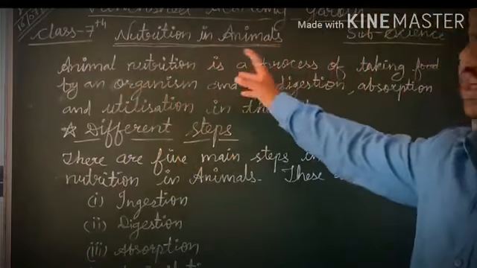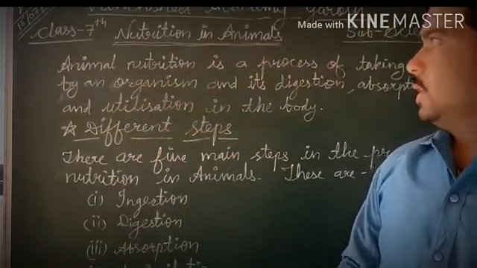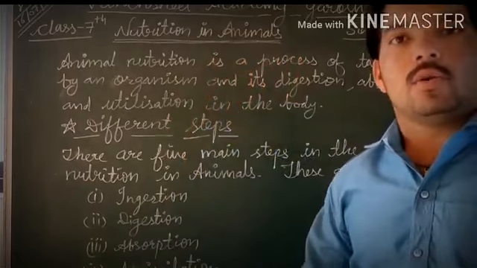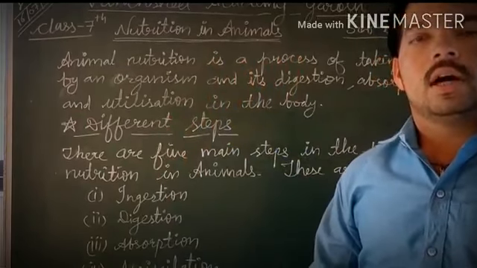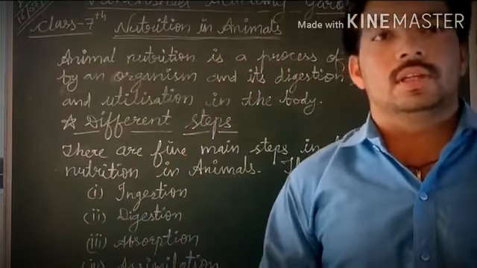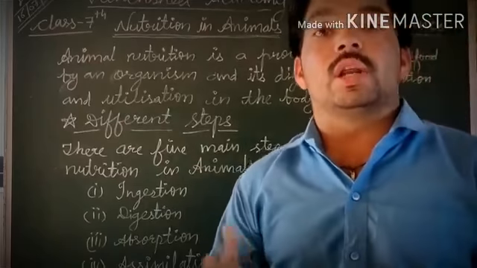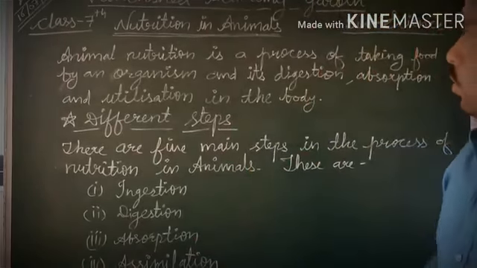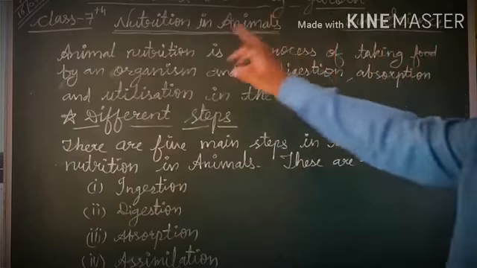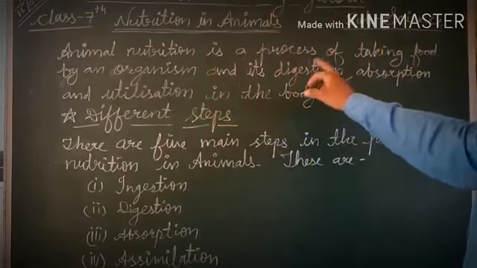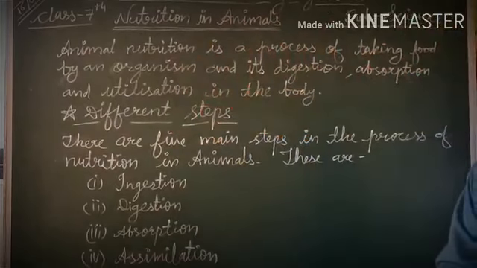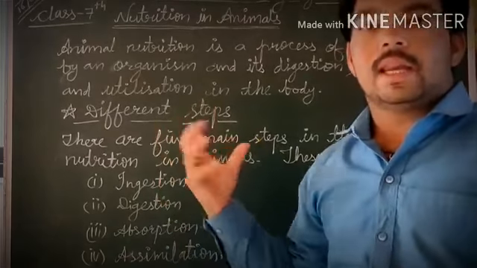Chapter 2, Nutrition in Animals. In this chapter we will learn about nutrition in animals, the different ways that animals can get their food, and utilization of food. Animal nutrition is a process of taking food by an organism and its digestion, absorption and utilization in the body.